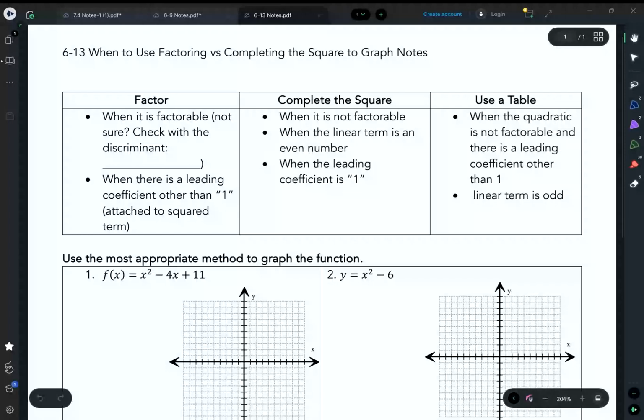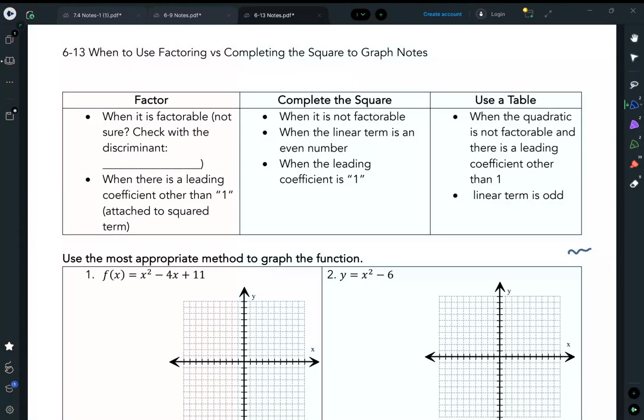In class today we are looking at section 6.13. What we're doing today is trying to figure out when we should be using factoring and when we should be completing the square to graph. So we've got lots of different graphing methods.